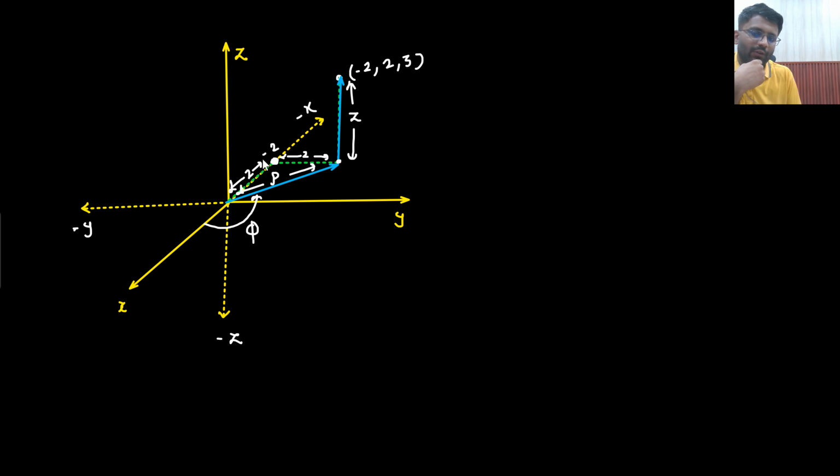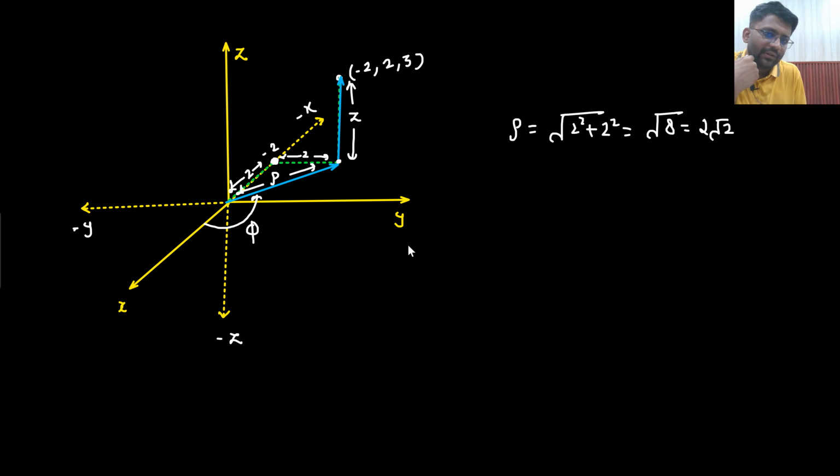Similarly, here you are moving a distance 2, and here a distance 2. So rho comes out to be the square root of 2 squared plus 2 squared, that is root 8, that is 2 root 2. So this distance is 2 root 2. This angle we can also find by basic trigonometry. This is 2, this is 2, so 2 by 2, this angle will be 45, and this angle will come out to be 135 degrees. You can do it on your own if you want.